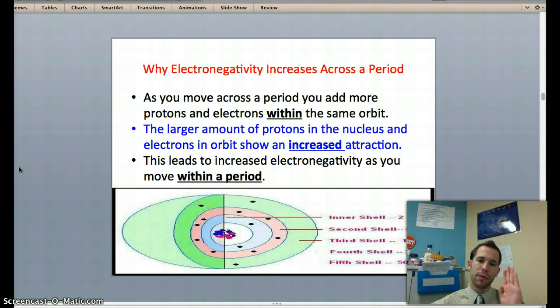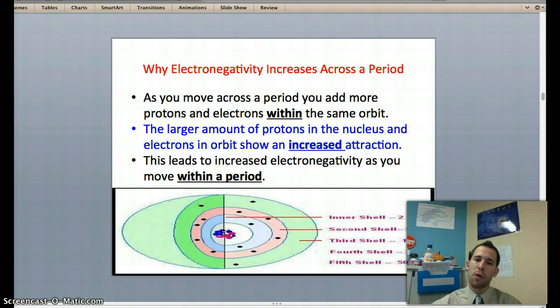As you move across a period, you see the same kind of effect as we did with ionization energy. The more protons in the middle means a stronger pulling force, which means it's going to pull the electrons in closer, attract them more effectively, and make sure that no one can steal them. And this only happens within a specific period.